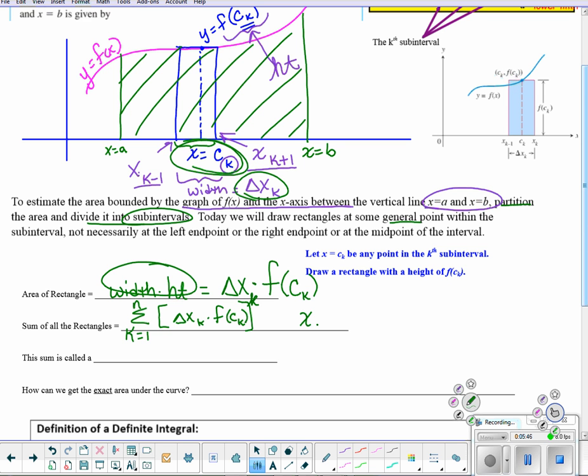Now, we qualified that our c sub k was sitting between, and you can see it on our picture, the x values k minus 1 to the left and k plus 1 to the right. When we do this summing, this is called a Riemann sum.